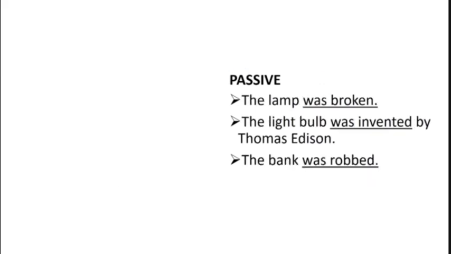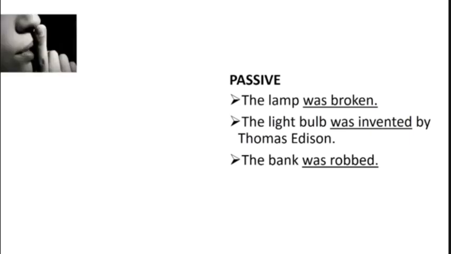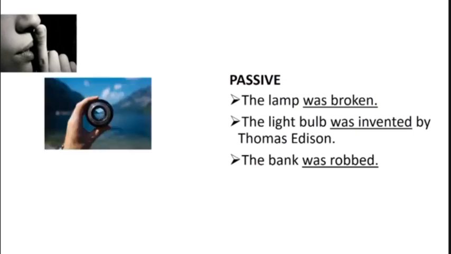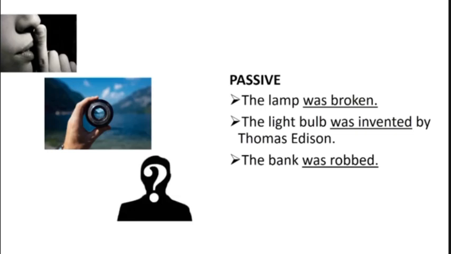Here we can see 3 good reasons to use passive voice. We've already talked about the first one, when we don't want someone to know who did the action. In the second example, we are changing the focus. The person is not important. The invention, in this case the light bulb, is more important. And finally, if we don't know who did the action.